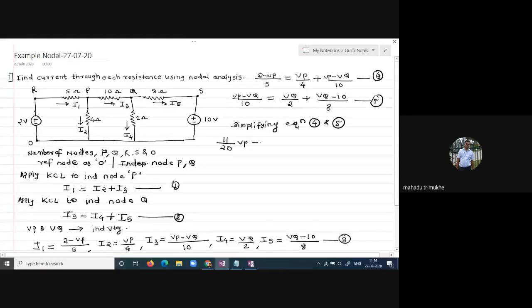11 by 20 Vp minus 1 by 10 Vq is equal to 2 by 5, and Vp minus 29 by 40 Vq is equal to minus 10 by 8.